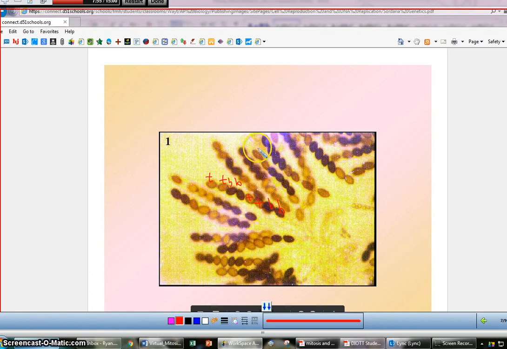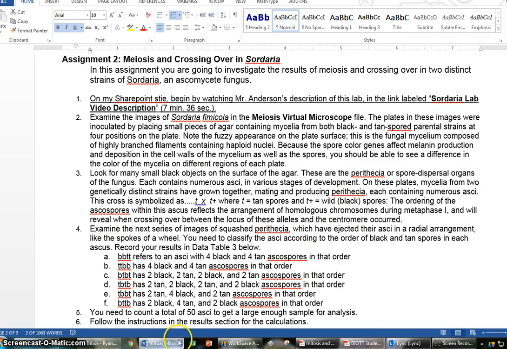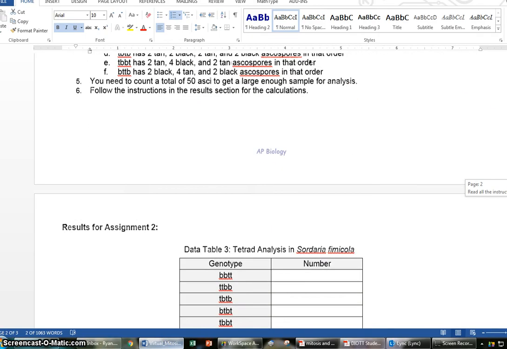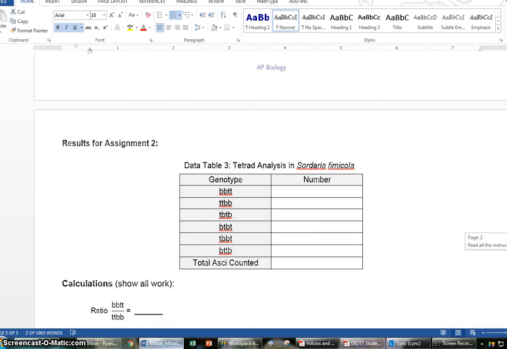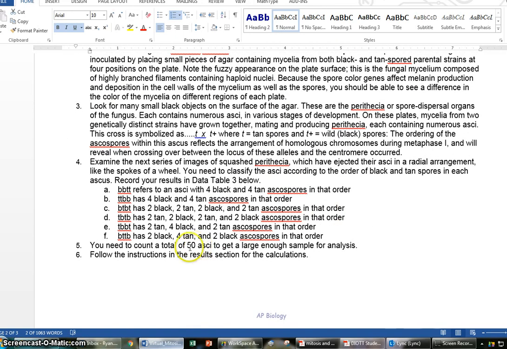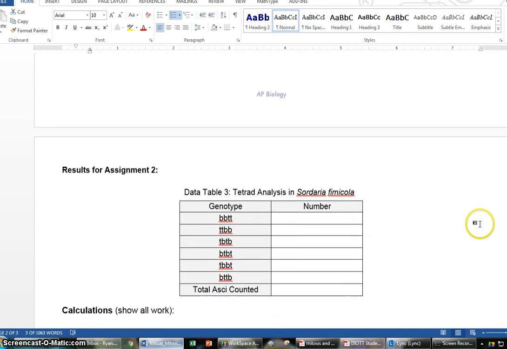Let's do another one. This one up here would be tan, tan, black, black, black, black, tan, tan. And this one over here, kind of the opposite thing: black, black, tan, tan, tan, tan, black, black. Now if you go back to the lab, they're going to ask you to record all the different numbers that you see. And if I remember right from the directions, let me just go peek right here. You need to count at least 50 of these spores, also called asci. So that's what it means by counting those.